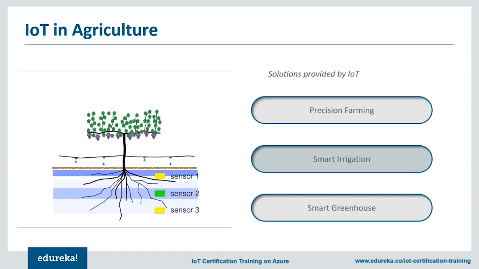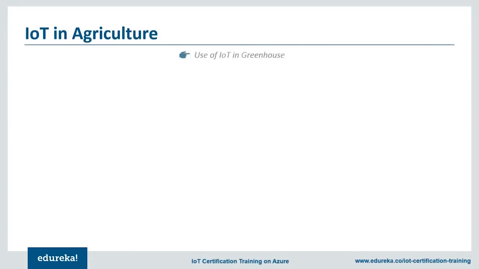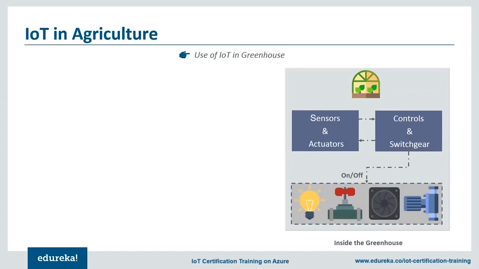But one of the more intriguing solutions is the smart greenhouse. A lot of you might be wondering, what is a greenhouse? So the greenhouse is a farming technique where you can increase yield by controlling natural parameters. So if we could use embedded devices in these greenhouses, we could not only monitor it regularly, but we could practically control the climate inside the greenhouse.